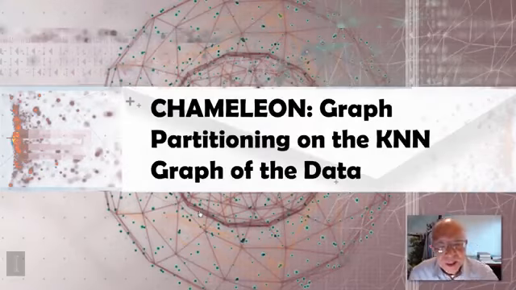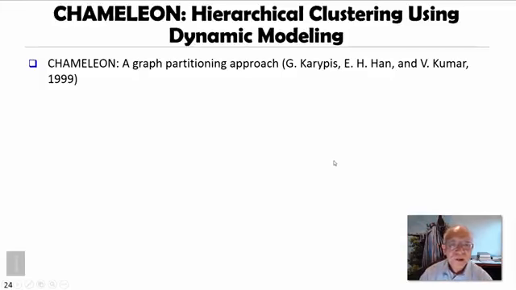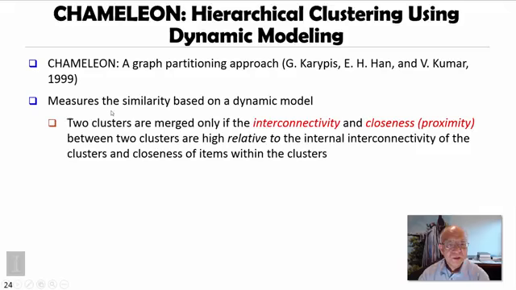Hi, in this session, we are going to introduce an interesting hierarchical clustering algorithm extension called CHAMELEON, which is a graph partitioning on the KNN, meaning k-nearest neighbor graph of the data. This graph partitioning-based approach was developed in 1999 by a group of researchers at the University of Minnesota. CHAMELEON actually has some interesting points.